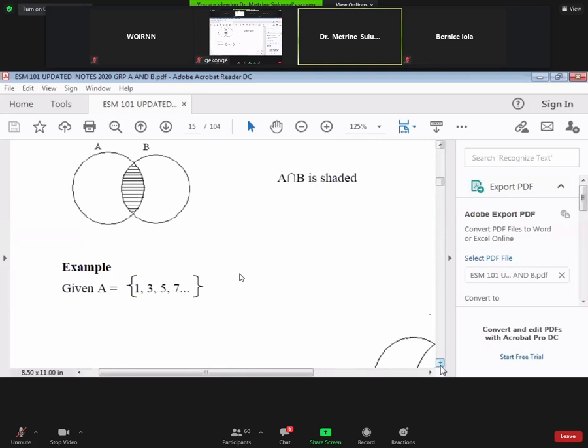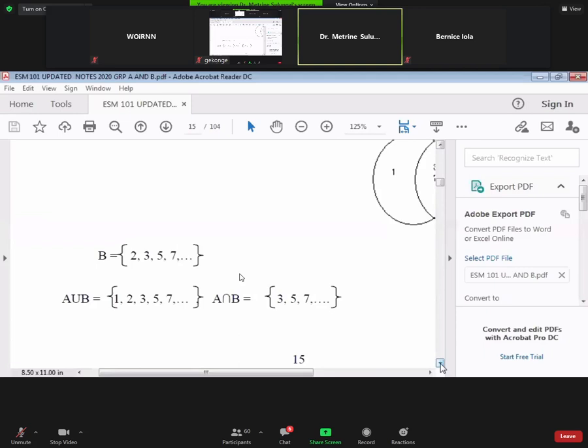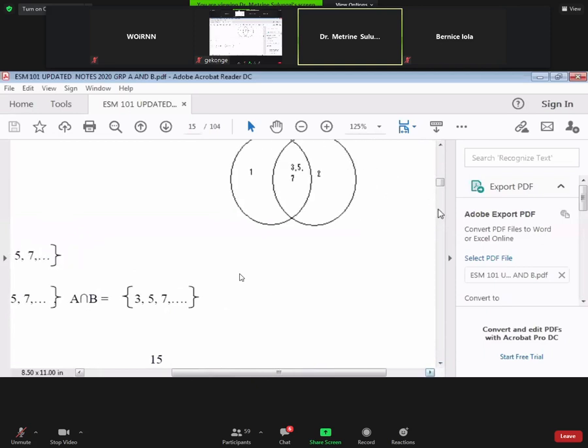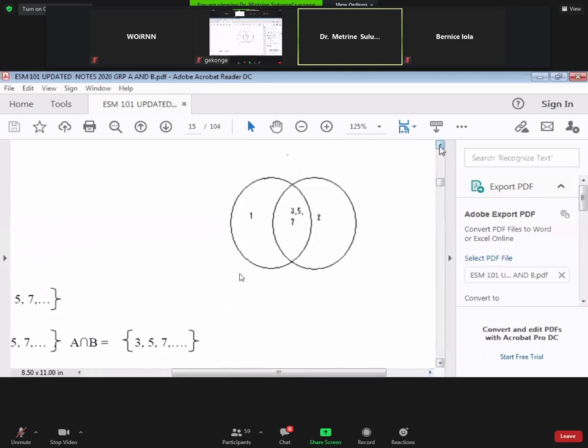Given A is equal to open the brackets 1, 3, 5, 7, and so on, to mean this is an example of an infinite set, continuous. Then look at the elements of set B: B is equal to open the brackets 2, 3, 5, 7, close the brackets. So we can look at the union, and we can also look at the intersection. You can do it where you are.